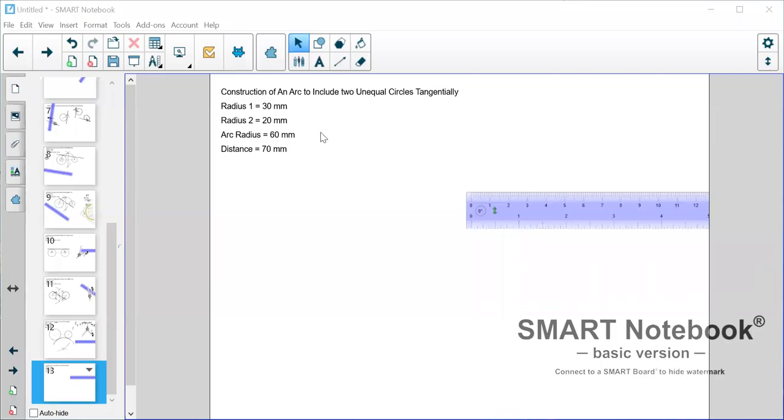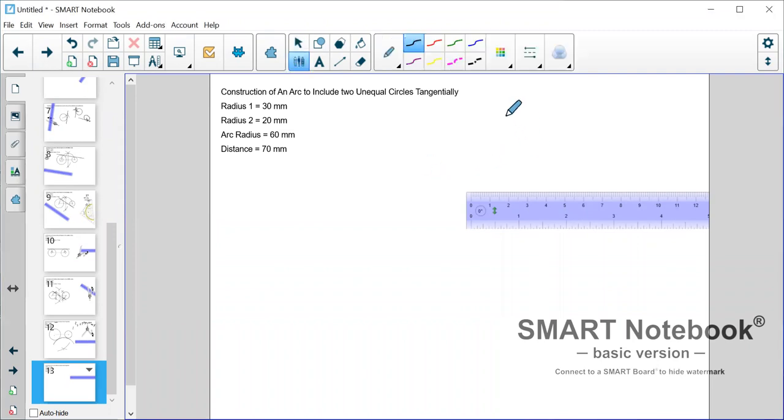Hello students. Now in this video, I will take you through the steps in how you construct an arc to include two unequal circles tangentially. Now the previous video was based on construction of an arc to exclude two unequal circles. And I went through the concept of that and what it means. Now this here is just the opposite. The previous one is where the arc excluded the two circles. It means that the two circles were on the outside of this arc, right?